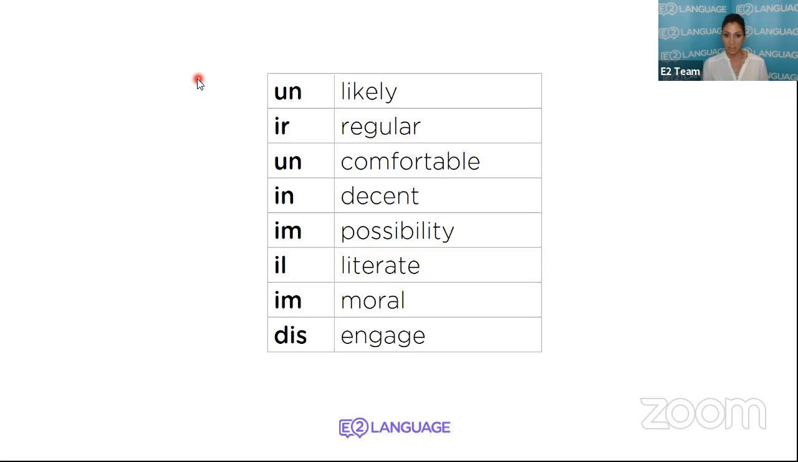Impossible, impossibility, impossibly. Illiterate, illiteracy, and illiterately. Immoral, and then we have disengage. So to disengage, this is a verb. To engage with somebody means to pay attention, to have a two-way interaction. To disengage means to pull yourself away from the interaction or pull yourself away from the conversation. Maybe you're not paying attention.